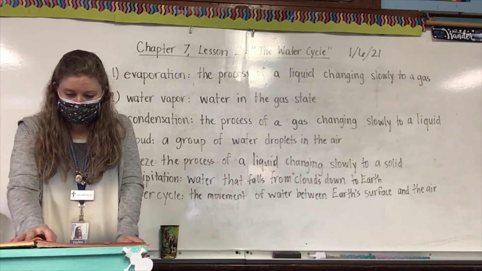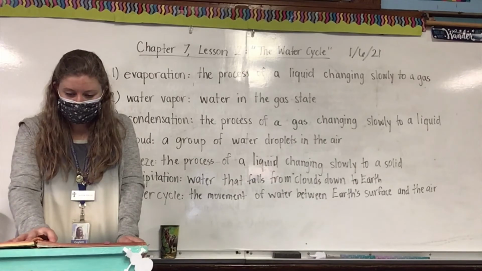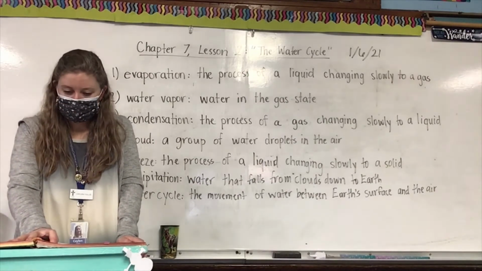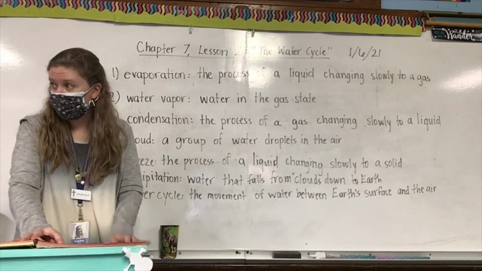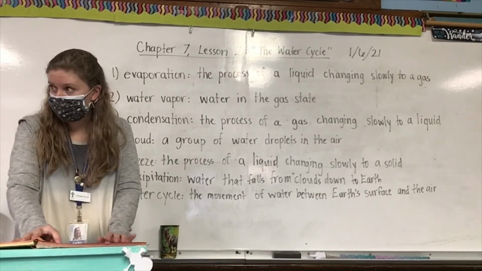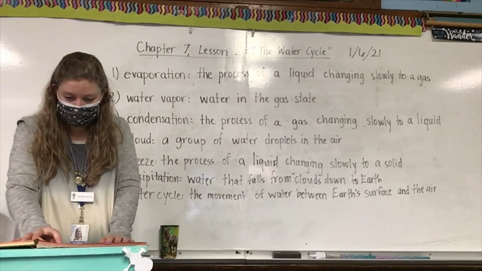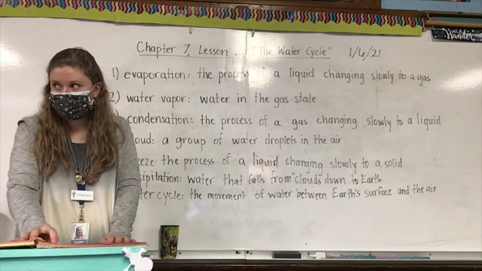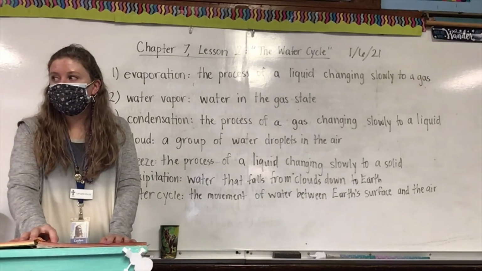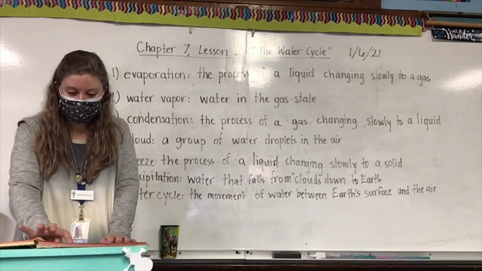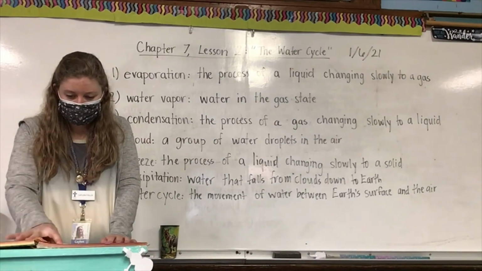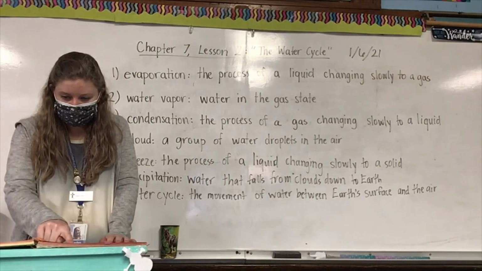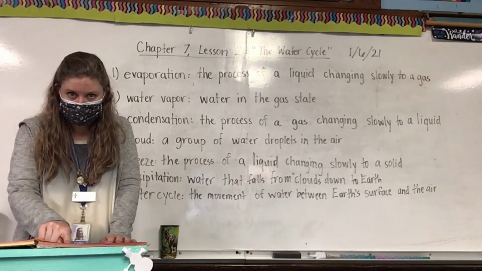As it rises in the air, the water vapor condenses. Good. Clouds form. During precipitation, water falls from the clouds over land and water.